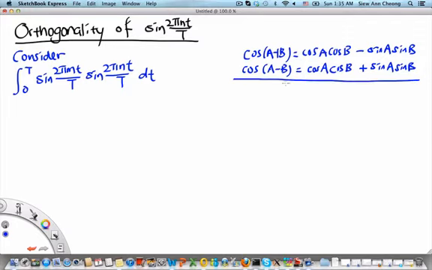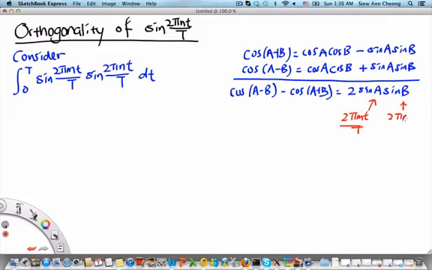So if we take the difference between these two cosines, we will find that cosine A minus B minus cosine A plus B will be equal to 2 sine A sine B. Now here we will identify A as 2 pi mt over capital T, and B as 2 pi nt over capital T, so that A minus B will be 2 pi (m minus n)t over capital T, and A plus B is 2 pi (m plus n)t over capital T.